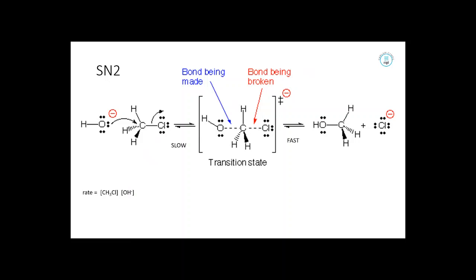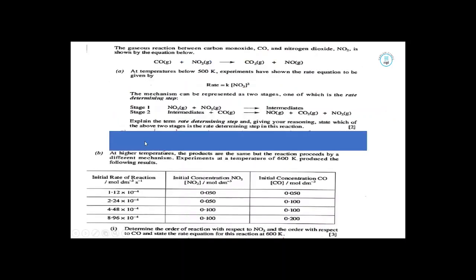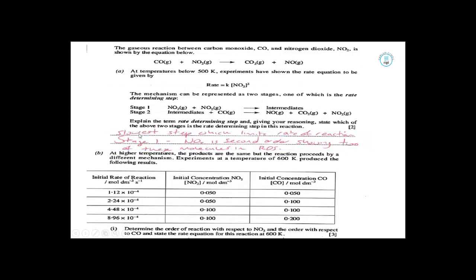And you can see there's your rate. You can see the hydroxide ion is involved in that slow step there, so we've included it in our rate equation. Quite often you get asked what a rate determining step is, and I'll just put that answer there for you. It's the slowest step in the reaction mechanism.